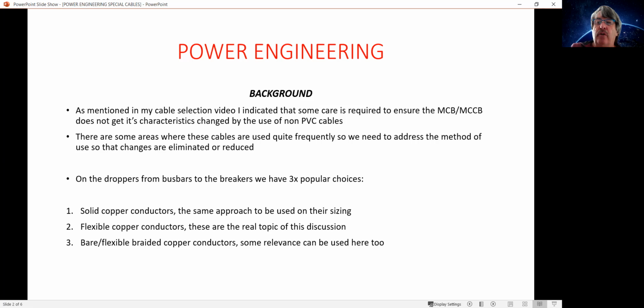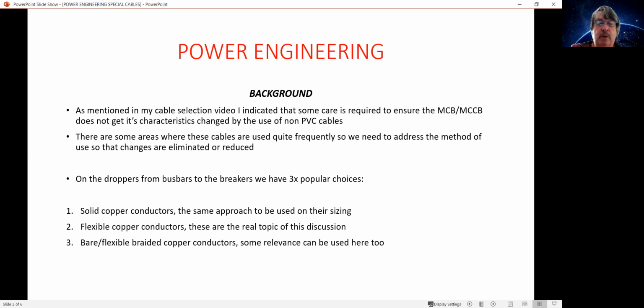Now, there are some areas of our electrical engineering industry where we actually use quite a lot of these type of cables. And I don't think we're doing it badly at present, but there are a number of things which we'll discuss. So if we look specifically now at the droppers from busbars in a DB to the breakers, we traditionally have three popular choices. We can have a solid copper conductor dropping down, much the same as the bigger busbars, the smaller ones on the feeder sizes going out to and connecting to the top of the circuit breaker.